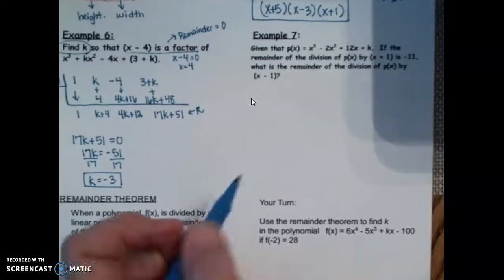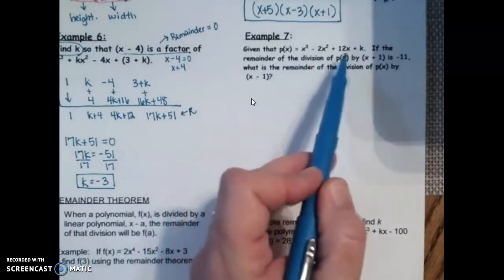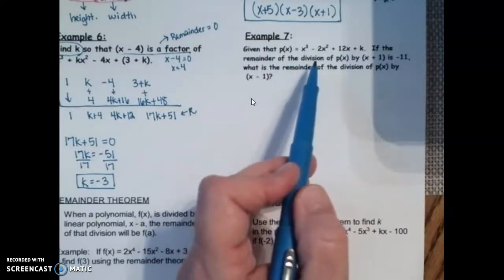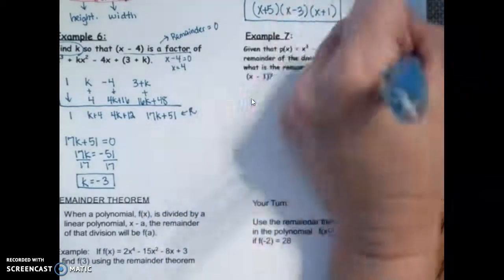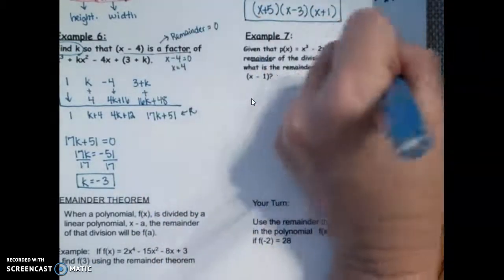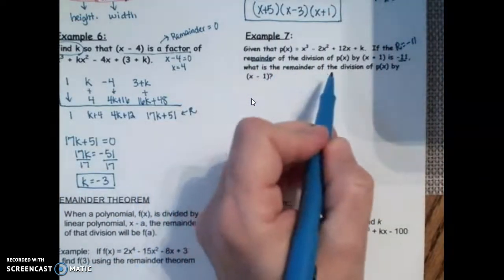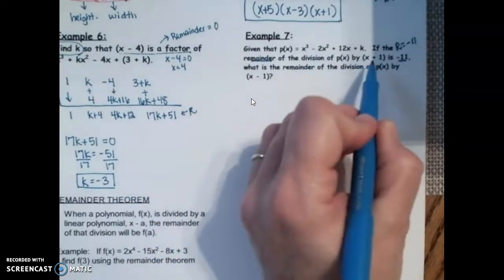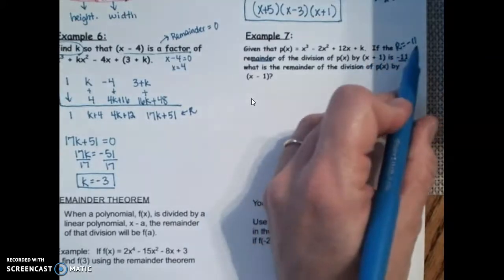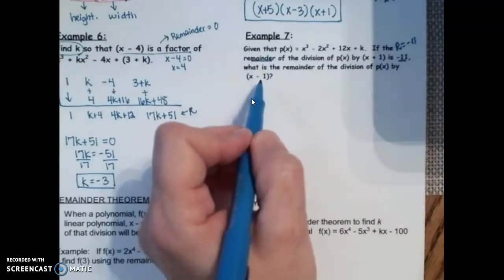Example 7 is similar. It says, given that you have this polynomial p of x, if the remainder of the division of p of x by x plus 1 is -11, so our remainder is -11, so I'm going to put that r equals -11. What is the remainder when we divide by x minus 1? So they're telling us when we divided this polynomial by x plus 1, it has a remainder of -11. We're going to then divide by x minus 1 to find what the remainder is.